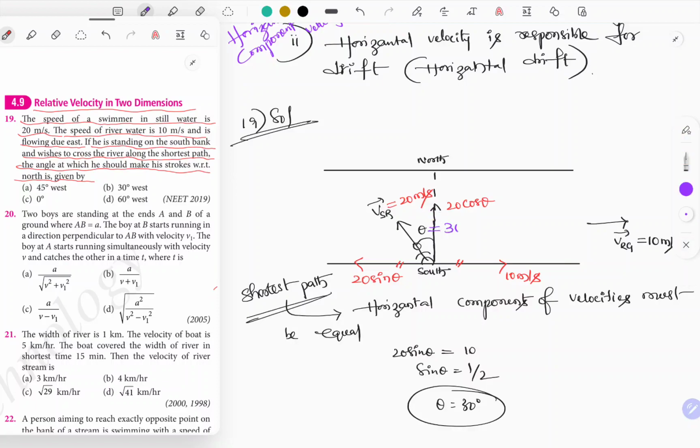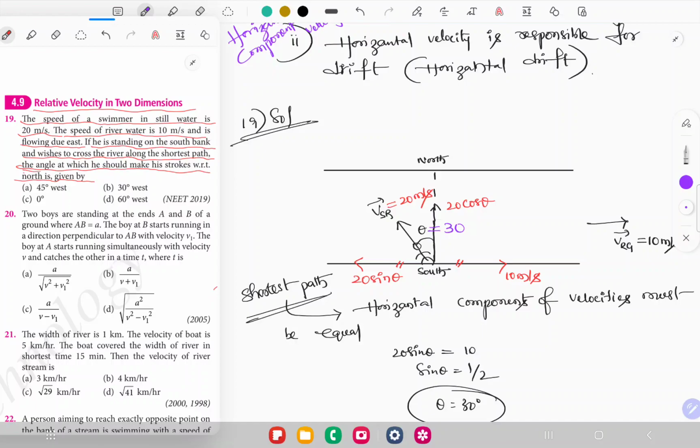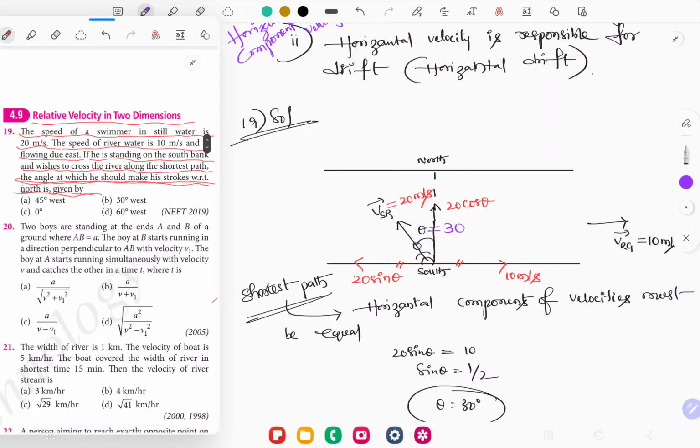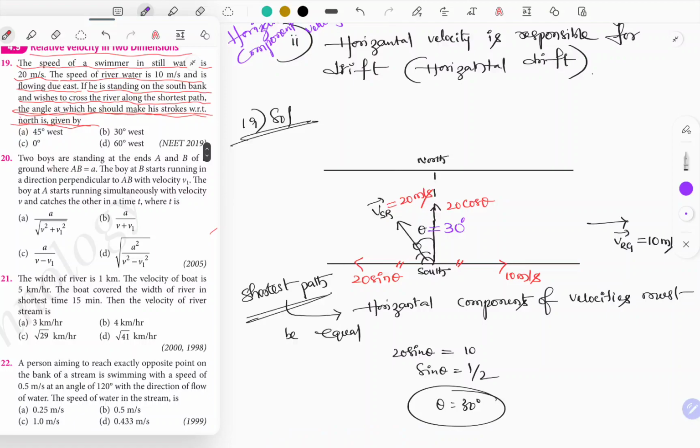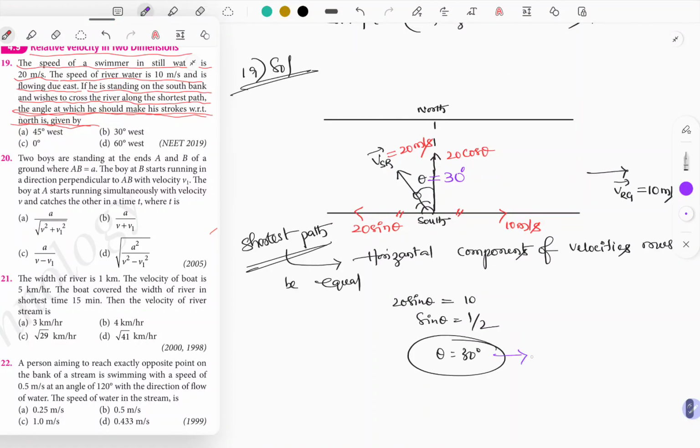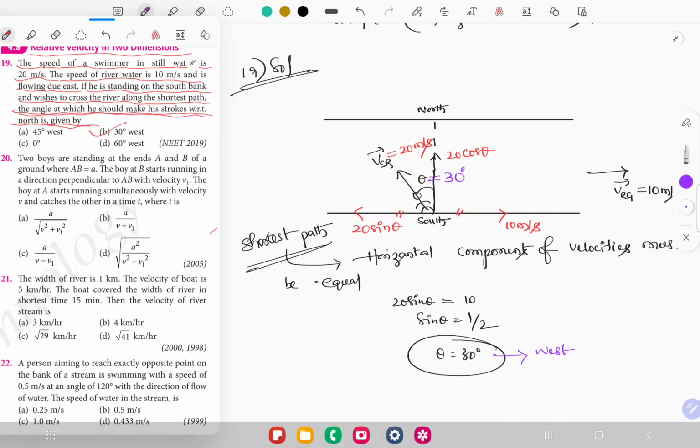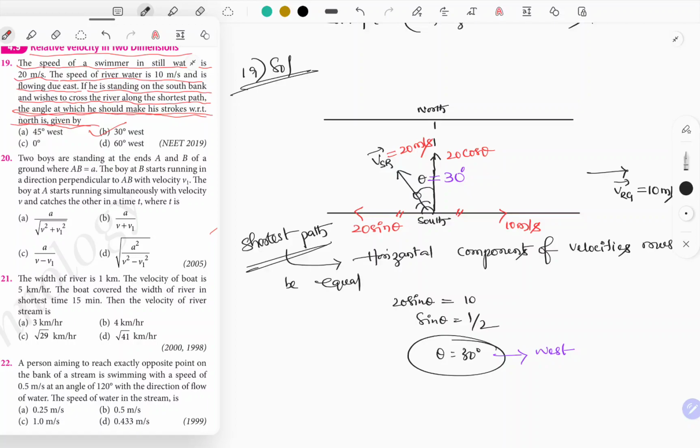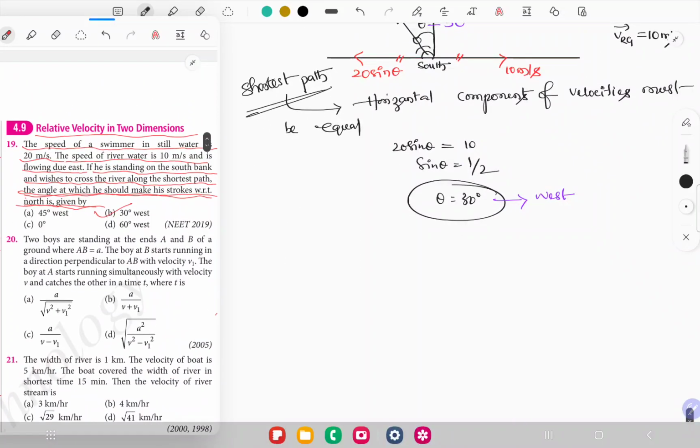If this is 30 degrees, they are asking the angle at which he should make his strokes with respect to north. I think with respect to north it is nothing but 30 degrees west direction. So he is making this angle with respect to the north direction, 30 degrees west. So option B is correct. Hope you understood, guys. Try to go through this once again if you didn't understand.